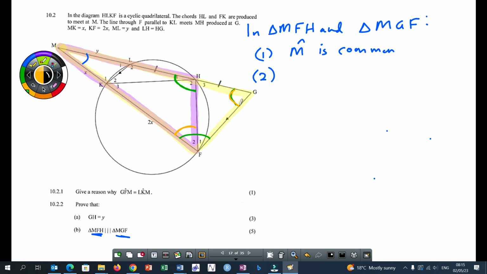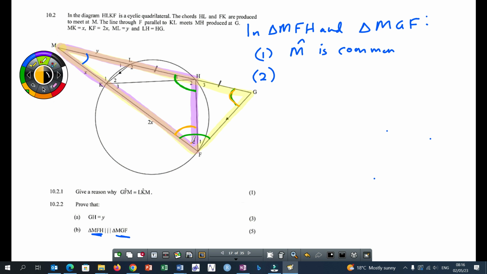So we have two cases. One is to prove that F2, the one in brown, is equal to angle G. Then we also have to prove that H1 plus H2 is equal to angle F1 plus F2. How do you go about doing that? Corresponding angles, because here we have a line which is parallel to LK.